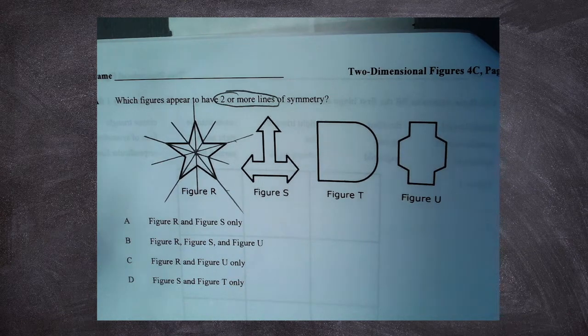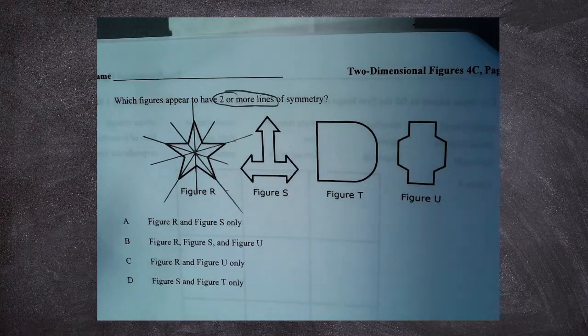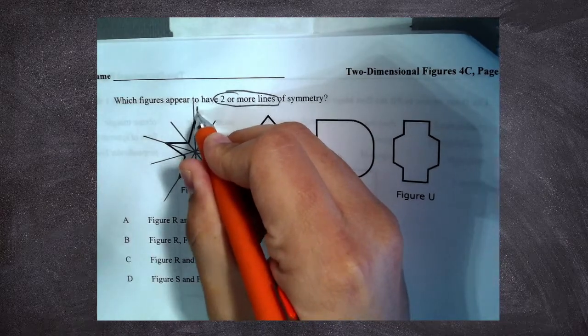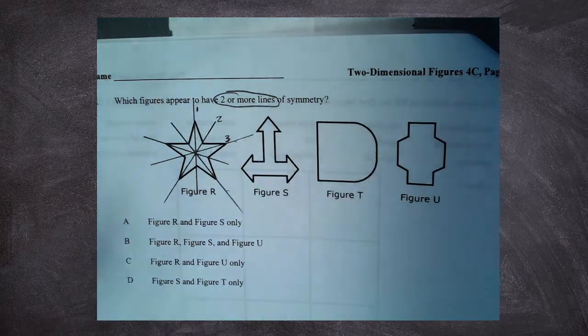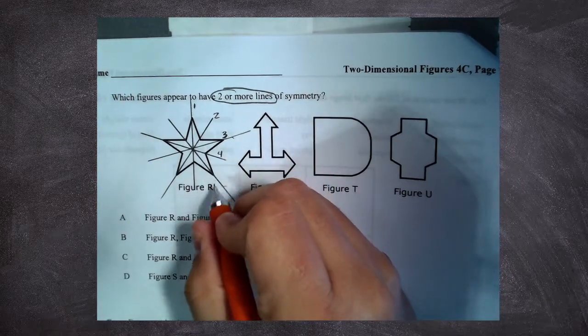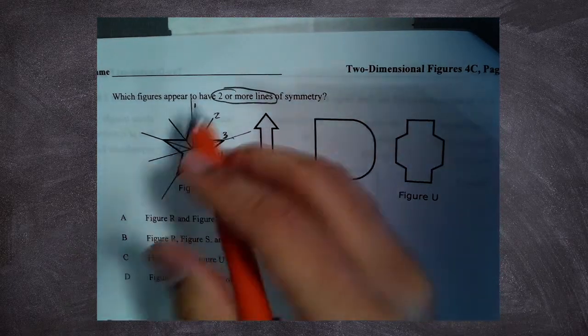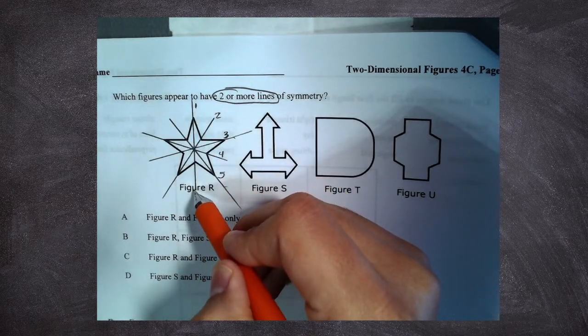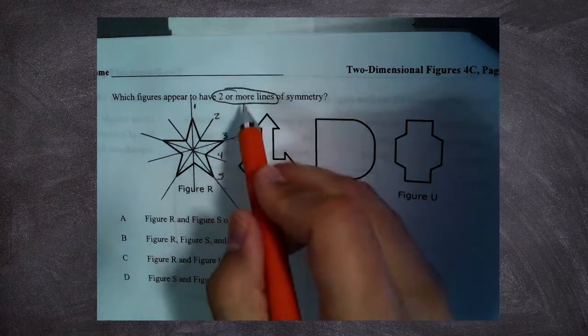Okay. So figure R, we found a good amount. Our question wants us to find figures that have two or more lines of symmetry. My star had one line, two lines, three lines, four lines, five lines, because this is part of line number four, so I can't count that again. There were five lines of symmetry. That's definitely two or more.